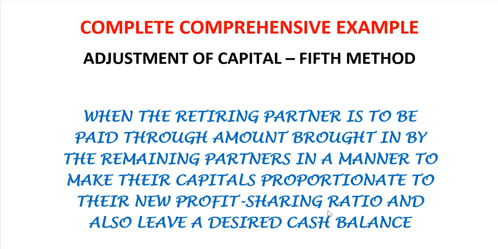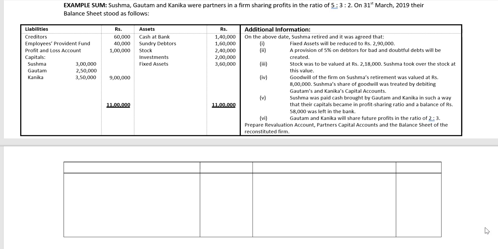So let's go to the example sum. Sushma, Gautam and Kanika were partners in a firm sharing profits in the ratio of 5:3:2. On 31st March 2019, their balance sheet stood as follows. The balance sheet is there on the left of the screen. The additional information is given on the right.